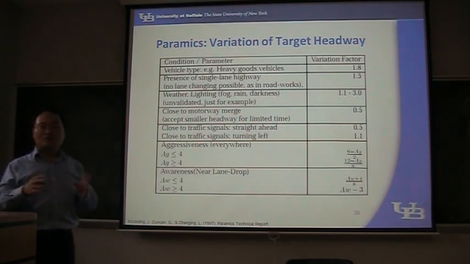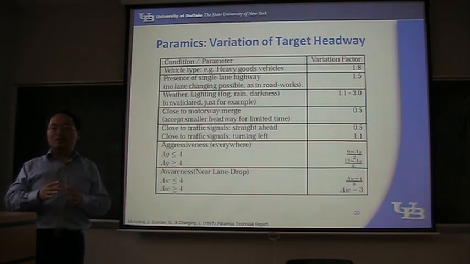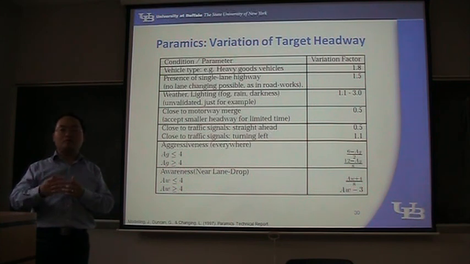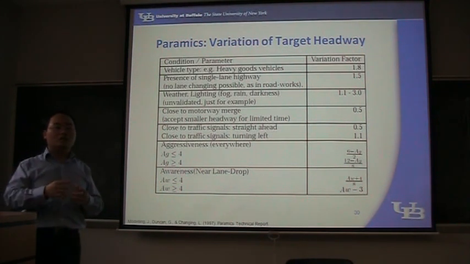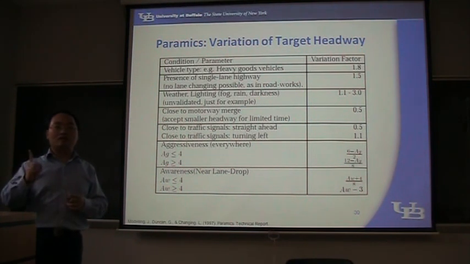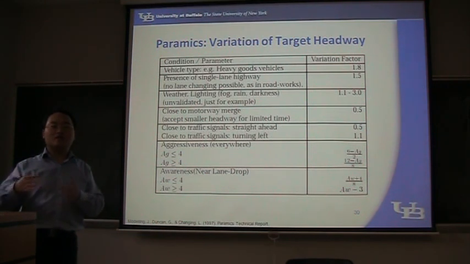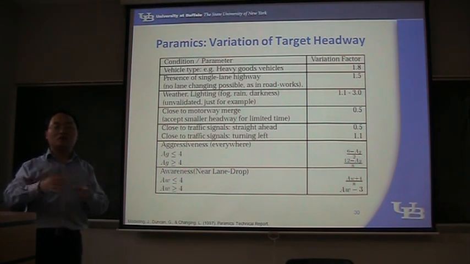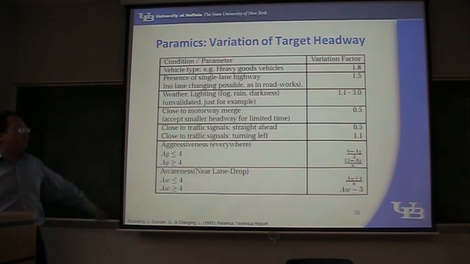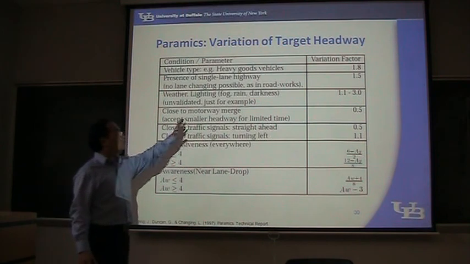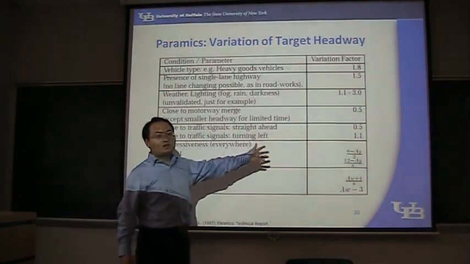In parametrics, the first thing you're going to know is that it has a target headway. The target headway is the time headway between vehicles, and by default, it's 1 second. So the vehicles are keeping a 1 second time headway. They are trying to do that. But different vehicles or different scenarios are going to provide different variation factors.